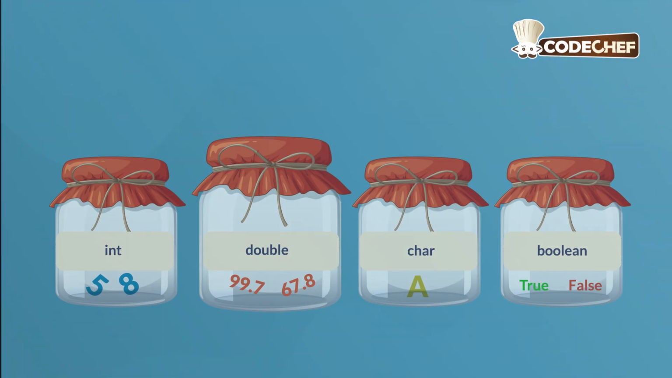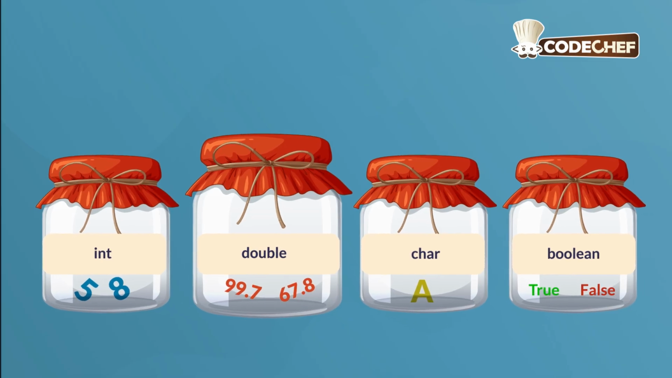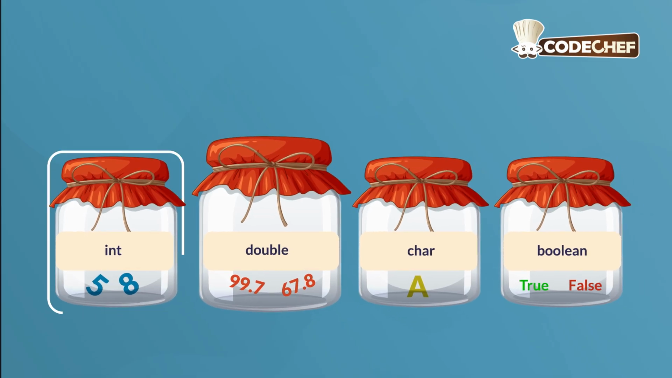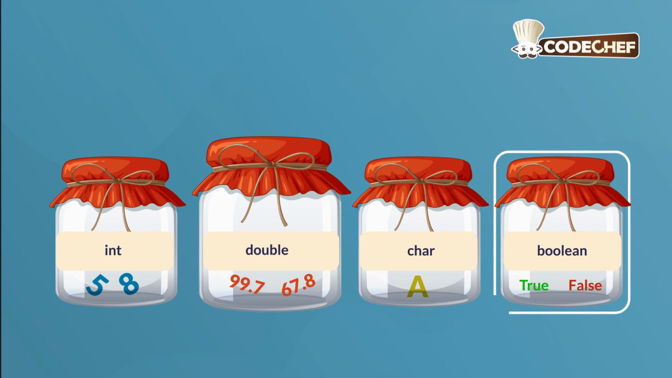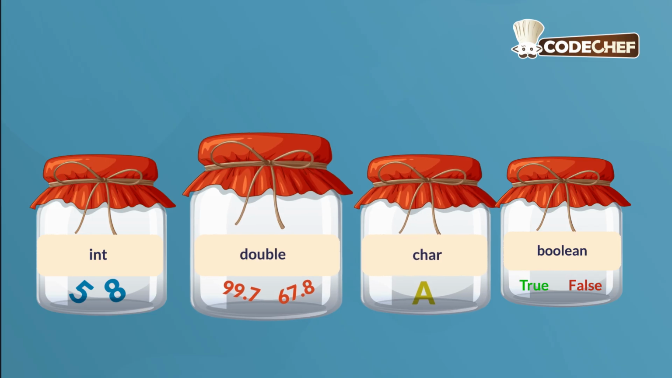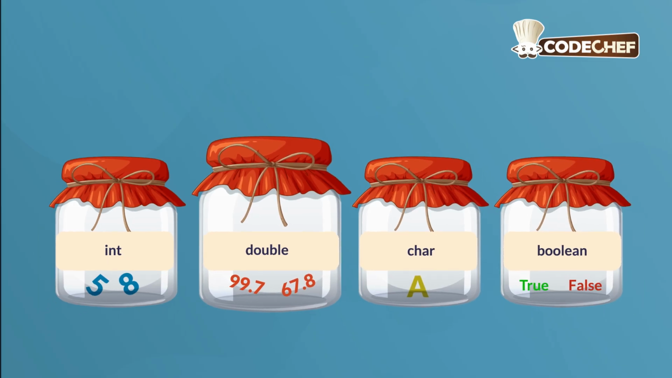Think of primitive data types like containers in a kitchen. A small jar for sugar cubes, a bigger jar for rice, one container for a single fruit, and even a box labeled yes or no. Each container can hold only one type of thing, keeping everything organized.